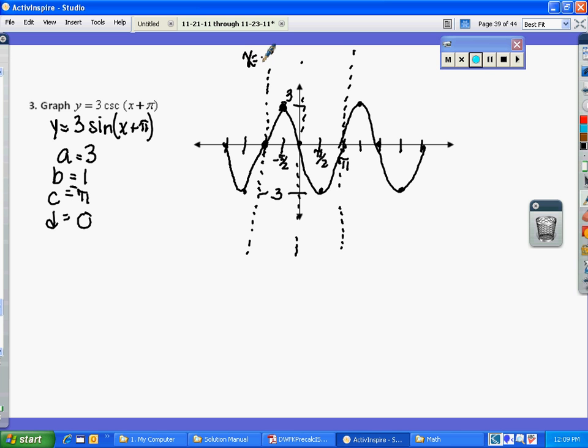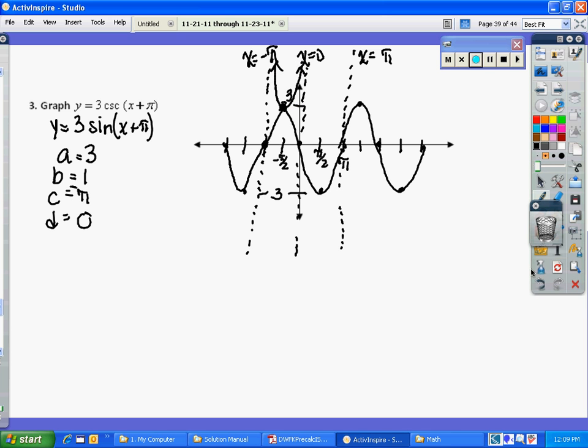This is going to be x equals negative pi. This is going to be x equals 0. This is going to be x equals pi. You would have another one here if you wanted to continue drawing. This one would be 2 pi, and then you would have another one here as well. But if you have 3, that's fine. I think that's sufficient. So now you're going to draw on your parabolas.